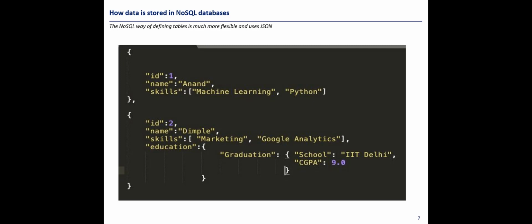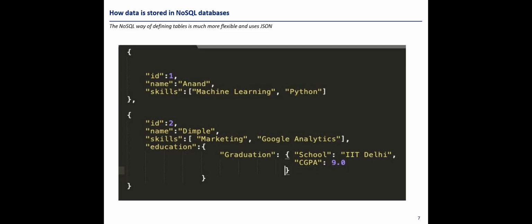Next, let's learn how data is stored in NoSQL databases. The NoSQL way of storing data is much more flexible and uses something called JSON, which is a short form of JavaScript Object Notation. As you can see here, there are basically two objects in here. The first one, which is ID 1, name, Anon, and skills machine learning and Python. Note that here we are able to use things like lists, which are built-in data types in Python, directly in the database. Second, we have the second document, which is ID 2, name Dimple, skills, which is a list of marketing and Google Analytics.